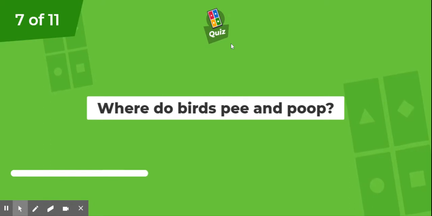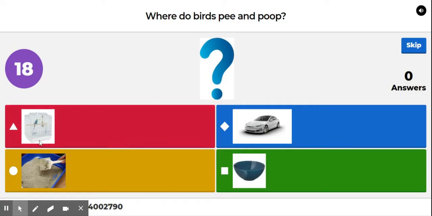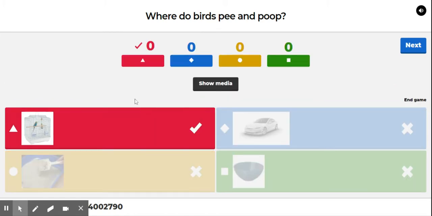Question number seven, where do birds pee and poop? Do they pee and poop in their cage? In the car? In the litter box? Or in the bowl? Where do birds pee and poop? Birds pee and poop in their cage. So it's important to clean out to the bottom of the cage on a daily basis and then a thorough cleaning on a weekly basis.